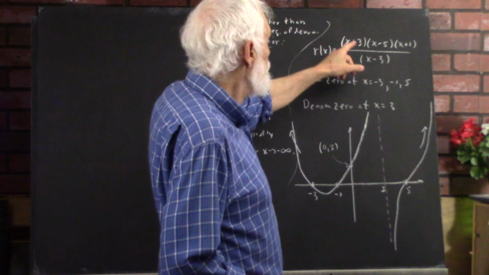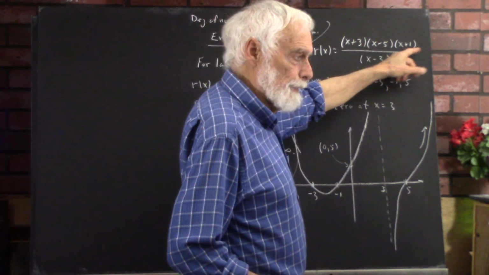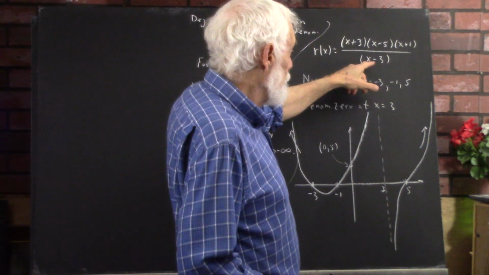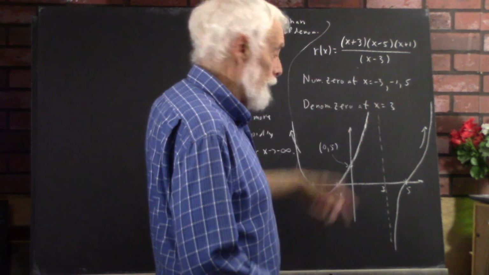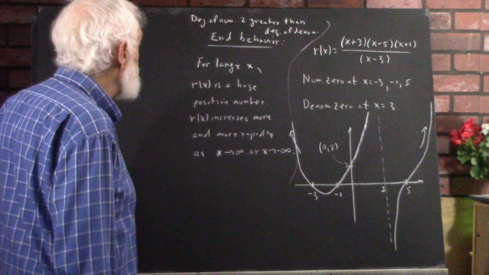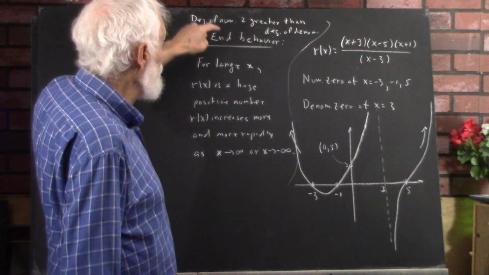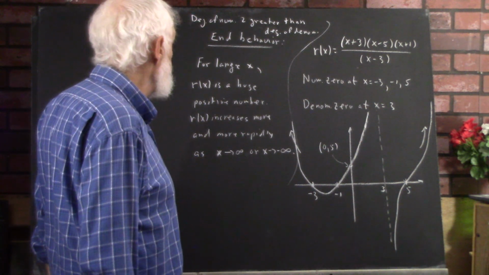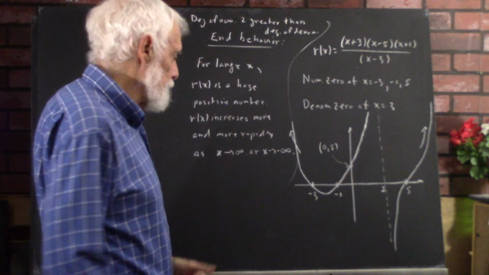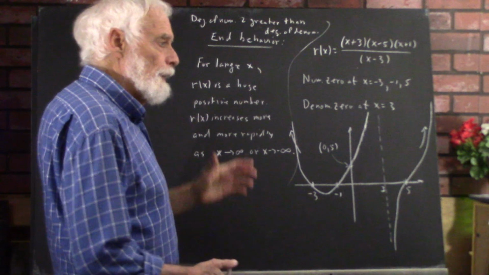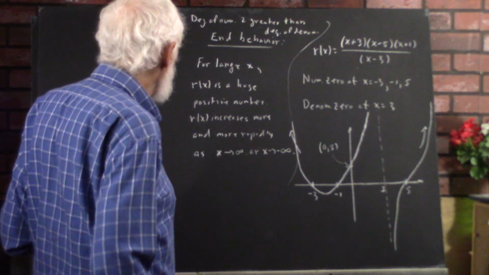The y-intercept is 0, 5. If x is 0, then you're going to get 3 times negative 5 times 1, which is negative 15. You're going to divide that by the negative 3 from the denominator, giving you 5. Okay. The degree of the numerator is 2 greater than the degree of the denominator. And I didn't have time to go over this in detail, but we can talk about it later if you don't understand it in your course.